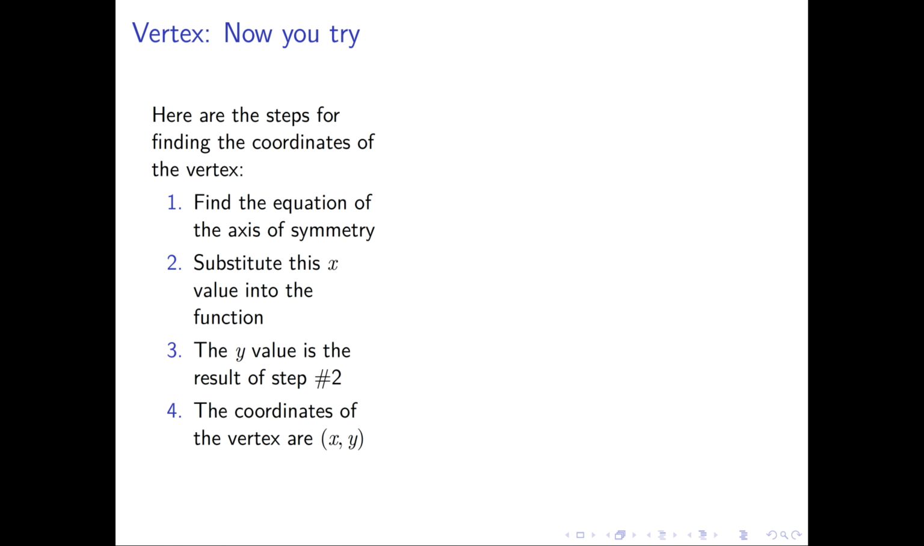Now, I'd like you to try a few. Here are the steps to use to find the coordinates of the vertex. And I'd like you to find the coordinates of the vertex for this function. Remember, this is one that we've already done, so you should also already have the axis of symmetry. Pause the video, do the computations, and then we'll take a look at the solution.